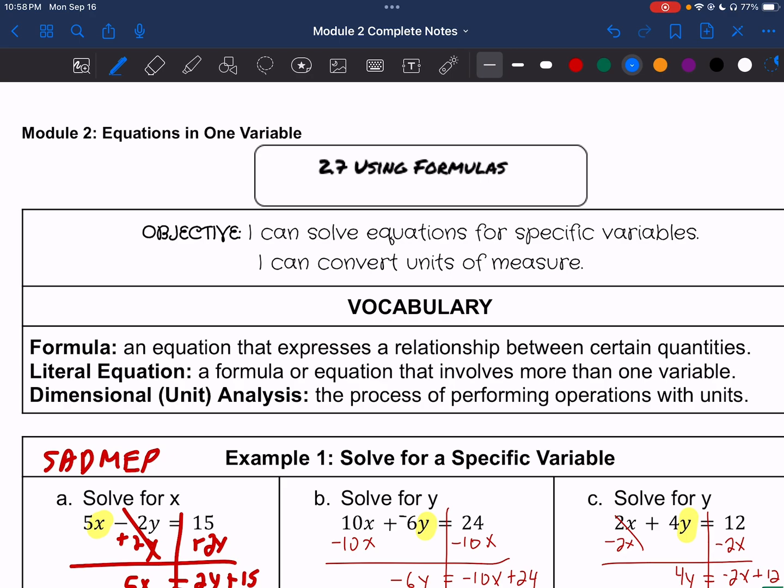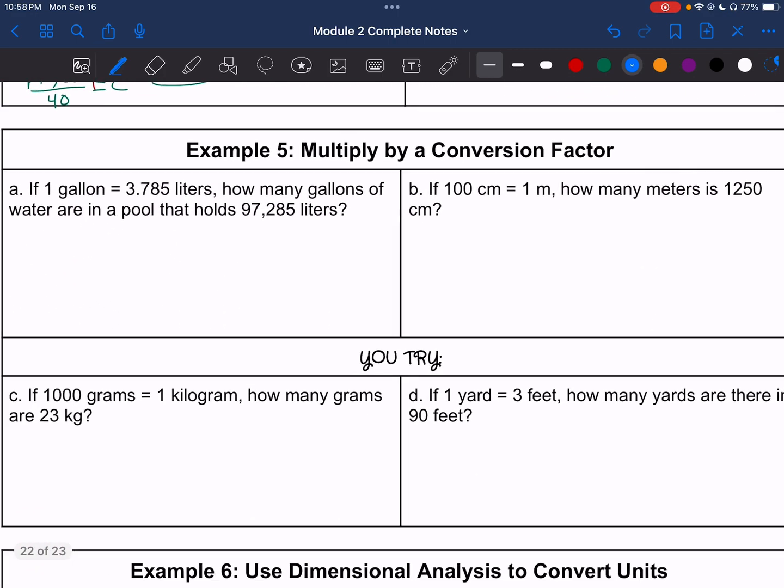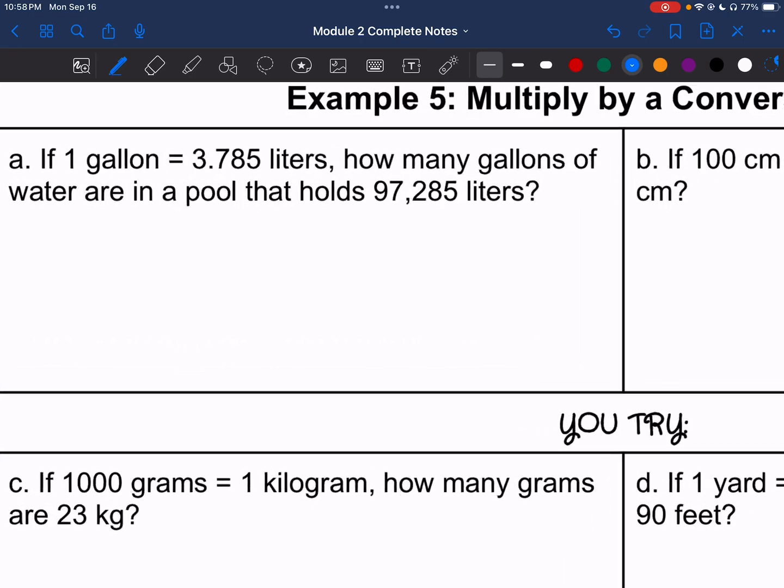Our objective for today is still that I can solve equations for specific variables and that I can convert units of measure. Today we're going to focus on the final element of our vocabulary, the dimensional analysis or unit analysis, and that is the process of performing operations with units. So we're going to pick up where we left off yesterday on example number 5. And example number 5, we're going to be converting with different units.